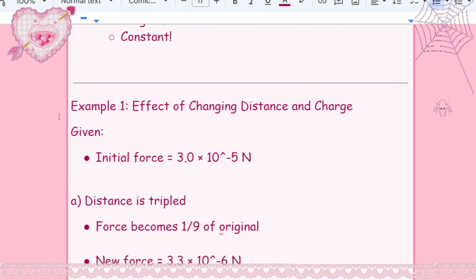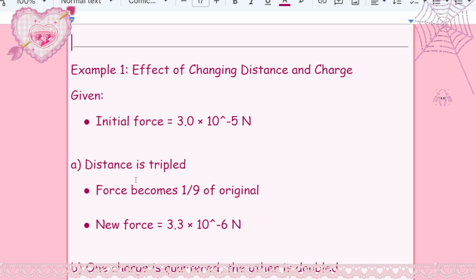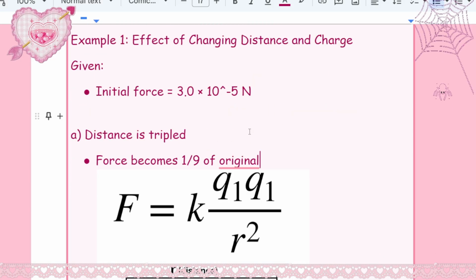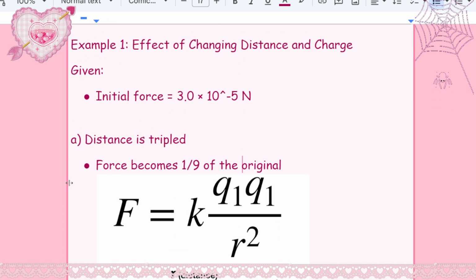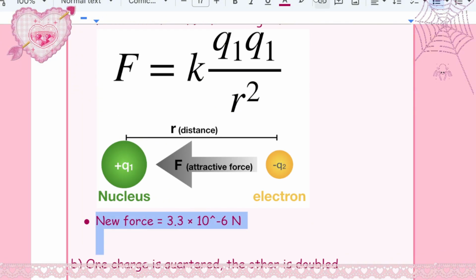So we have an example: effect of changing distance and charge. We are given an initial force of this, and we're going to triple the distance. What happens? Let's look at our formula. Force becomes 1/9 of the original. Why is that? If you triple the distance, you triple what you're dividing by, and 3 to the power 2 is 9. So your original value divided by 9 gives you 1/9 of your force. So your new force is going to be that.